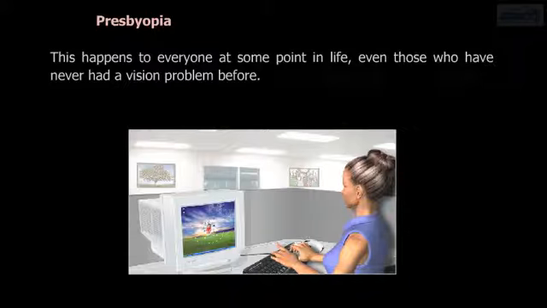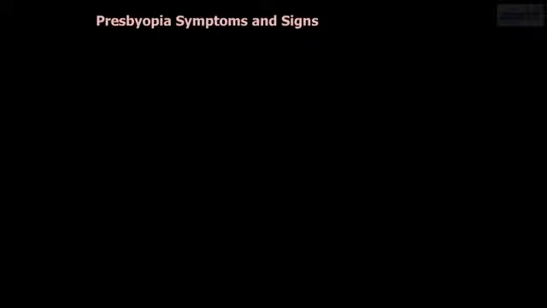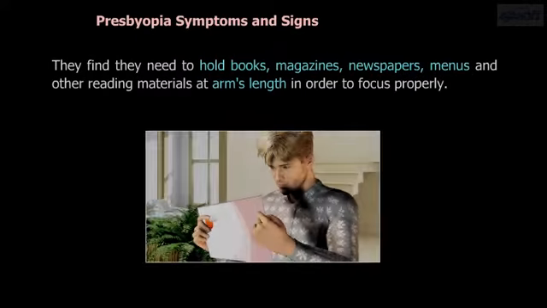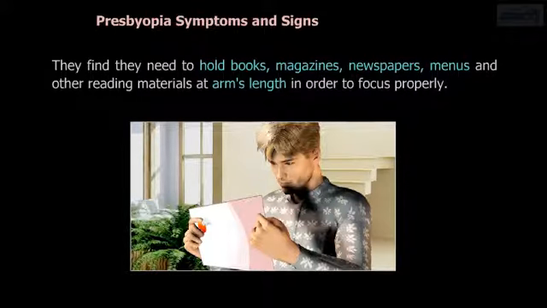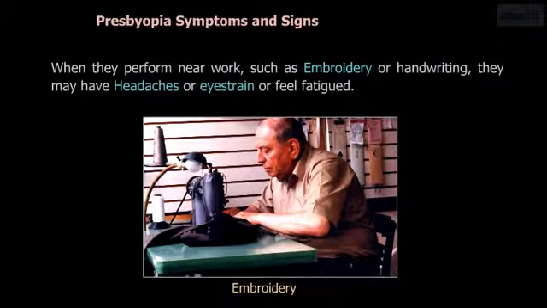Presbyopia symptoms and signs. When people develop presbyopia, they find they need to hold books, magazines, newspapers, menus, and other reading materials at arm's length in order to focus properly. When they perform near work such as embroidery or handwriting, they may have headaches or eye strain or feel fatigued.